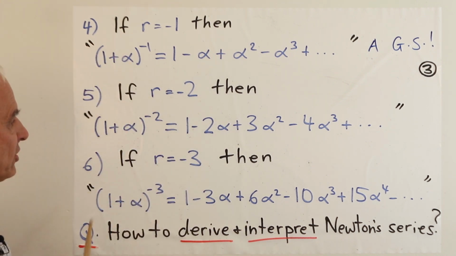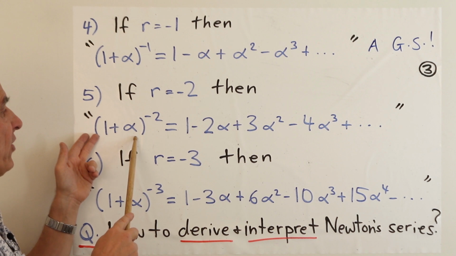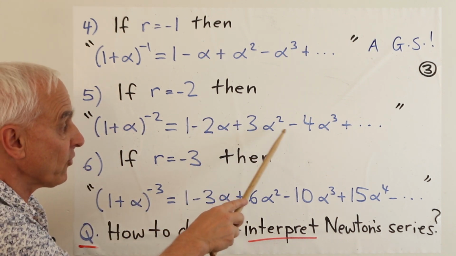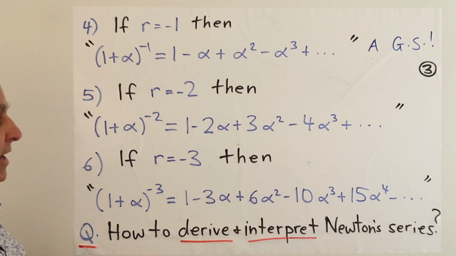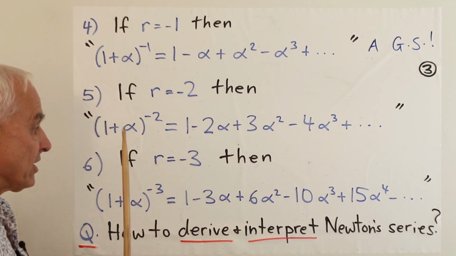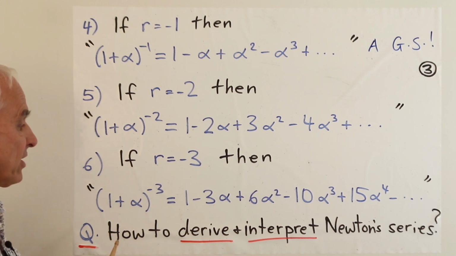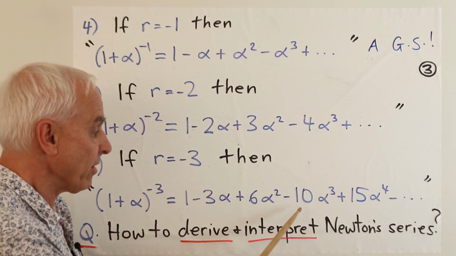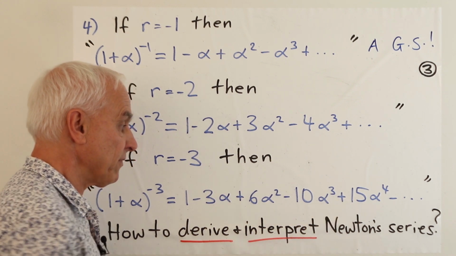If r is equal to -2, then we get an expansion for (1 + alpha)^(-2) as 1 minus 2 alpha plus 3 alpha squared minus 4 alpha cubed, and so on. If r equals -3, then we get (1 + alpha)^(-3), which is then 1 minus 3 alpha plus 6 alpha squared minus 10 alpha cubed plus 15 alpha to the 4th, etc.